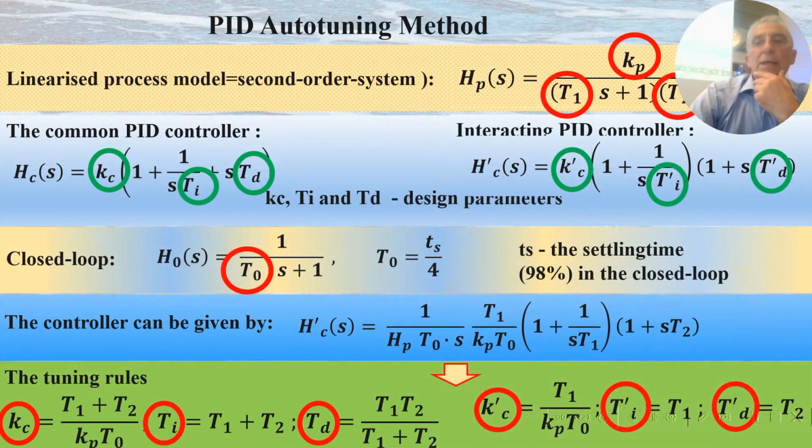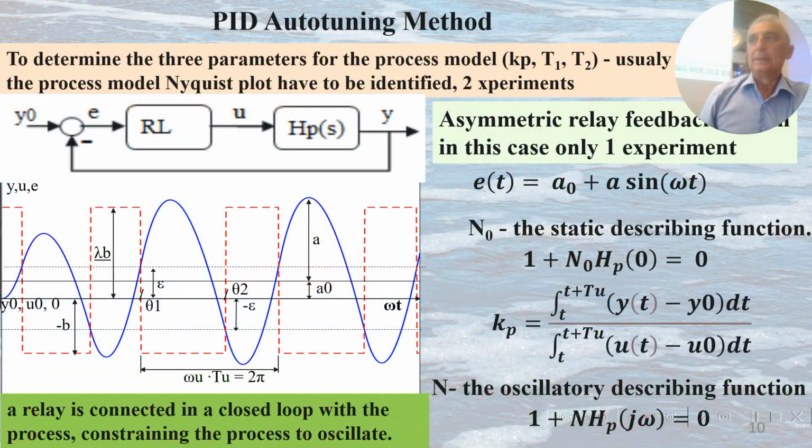Usually till now, what kind of experiment were used? Connecting a relay in closed loop with the process. This is the process. This is a simple relay connected in closed loop, which will oscillate. So measuring the amplitude and the period of the oscillation, we can calculate the parameters.